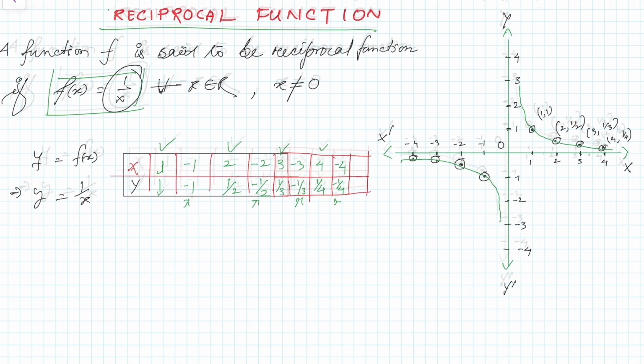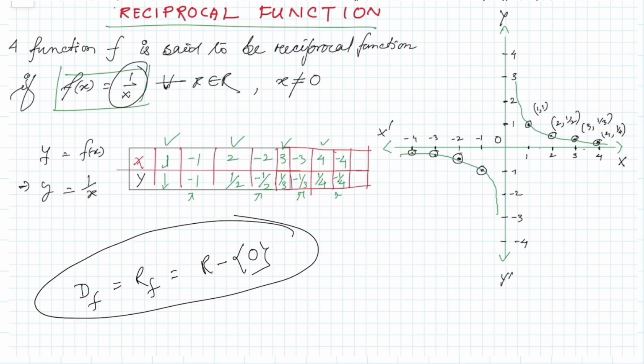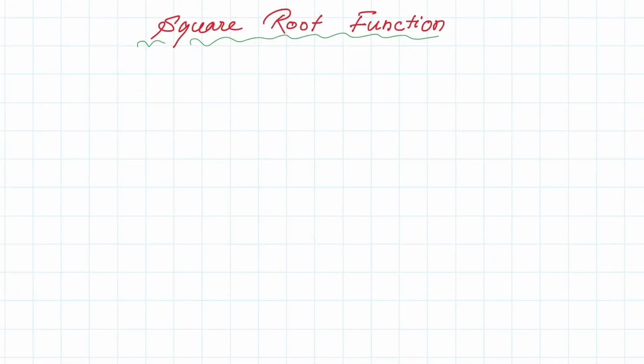The domain and range of the reciprocal function is equal to R minus the set containing 0. That means neither can you put 0 here nor will you get 0. So that's all. Now let us discuss square root function.